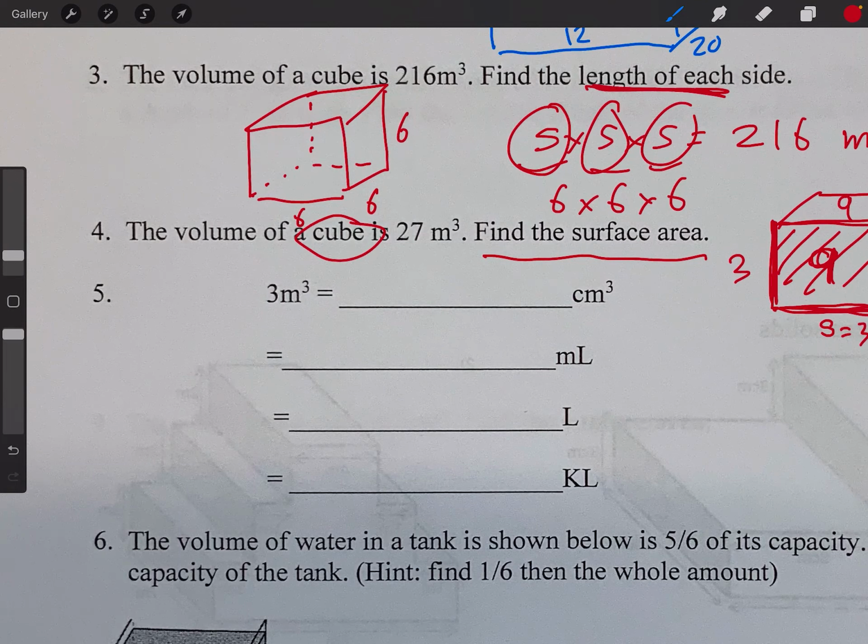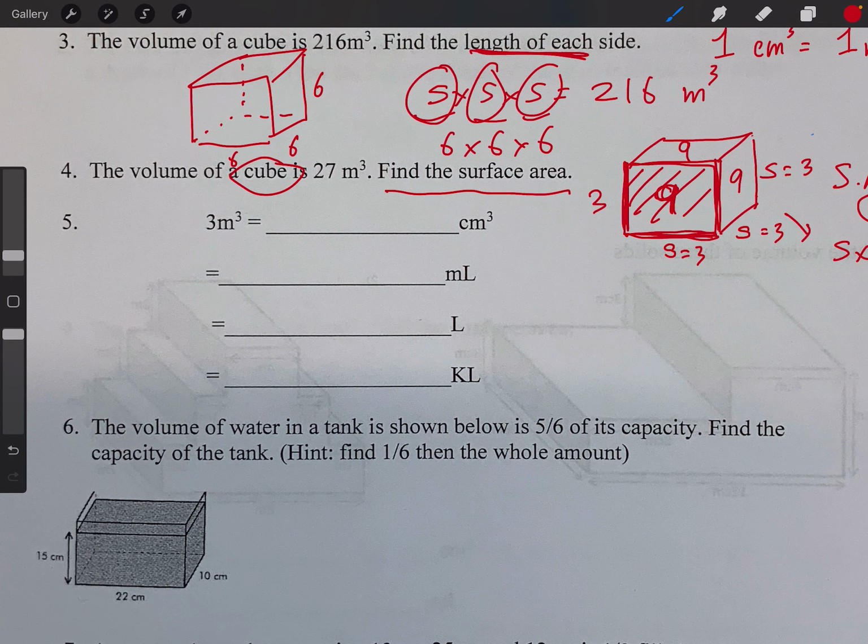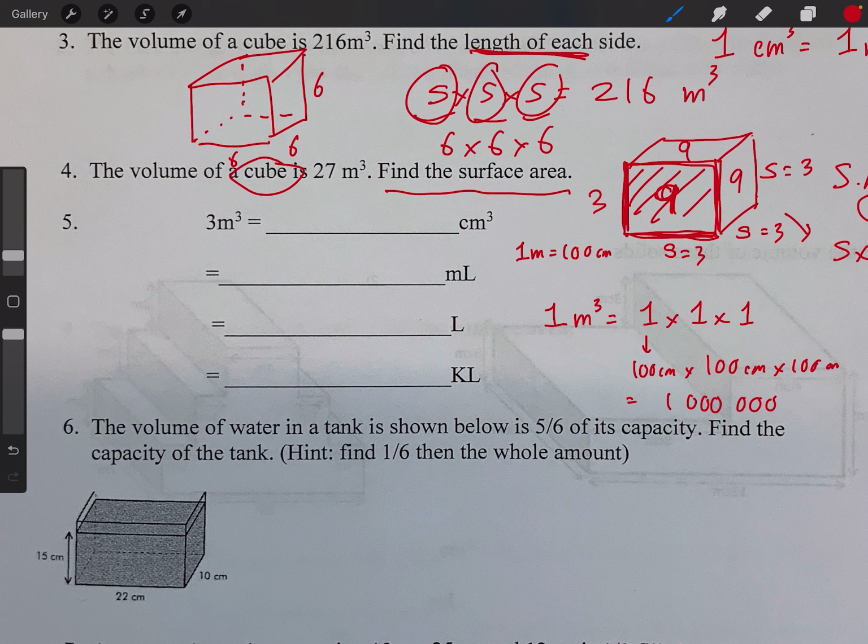All right. Now let's see. 3 meters cubed. How many centimeters cubed is it? Well, 1 meter cubed is equal to 1 meter times 1 meter times 1 meter. They're all meters. And we know that 1 meter is equal to 100 centimeters. So this is 100 centimeters times 100 centimeters times 100 centimeters, which equals 1 million centimeters cubed. So 1 meter cubed is equal to 1 million centimeters cubed. So 3 meters cubed must equal 3 million centimeters cubed.